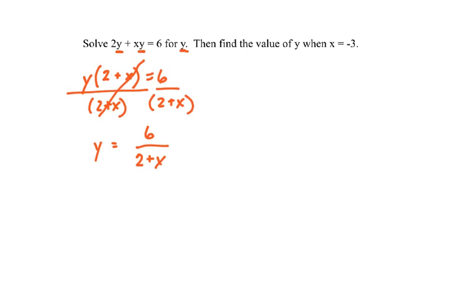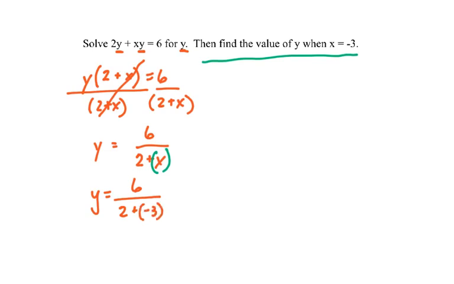But something that we do need to do is finish the problem, because it says find what y equals when x equals negative 3. So instead of x, we're plugging in negative 3. Y equals 6 over 2 plus negative 3. Plus negative is the same thing as just minus. So we have y equals 6 over negative 1, which means y equals negative 6. And that's our final answer.